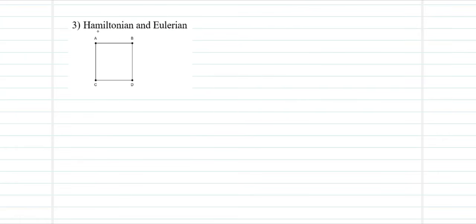Next, what we need is both Hamiltonian and Eulerian. Yeah, you can start with A, go to B, go to C, go to D, and back to A. Now all the 4 vertices have been touched. And as you go from A to B, you are covering this edge. As you go from B to C, you are covering this edge. From C to D, you are covering this edge. And from D to A, you are covering this edge. Which means all the edges of the graph are also covered. Hence, it becomes Eulerian in nature.